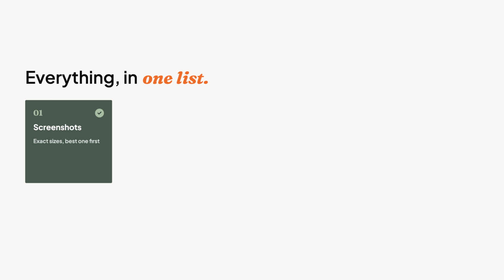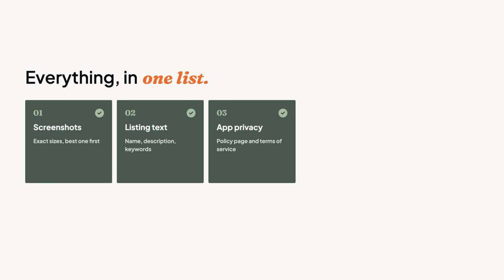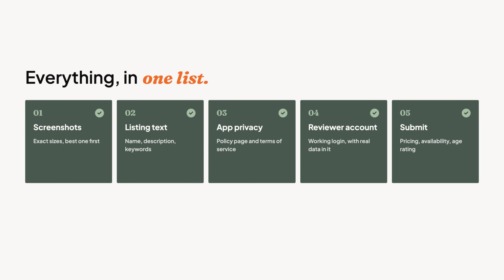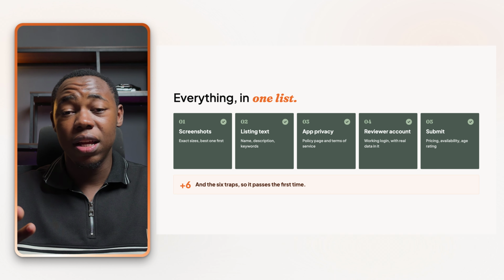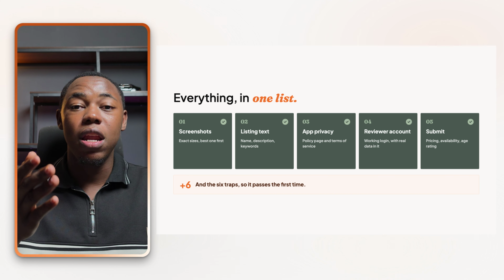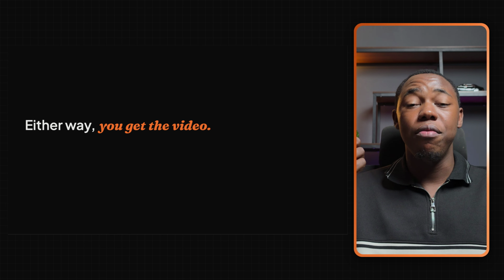So this is a quick resume of all the different steps that you need for your app to be approved. You need screenshots, the listing text, that is the description, the keywords, and the app name, app privacy, that is the link to the privacy policy page, and terms of service, a reviewer account. In addition to that, don't forget all the other tips to increase your chances of your app being approved on the first try. After following all these steps, your app will actually be live and ready for your users to download.